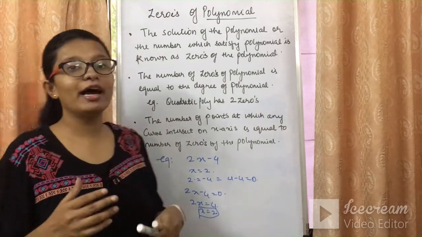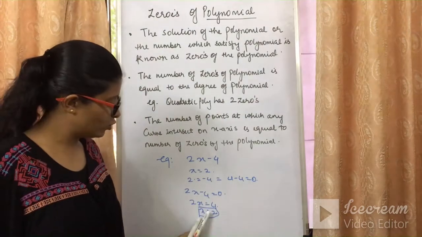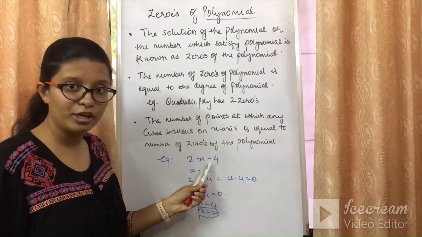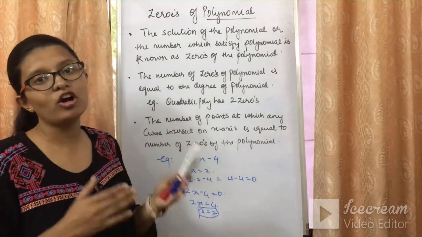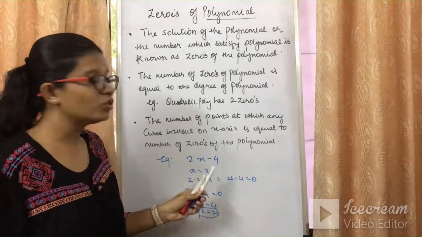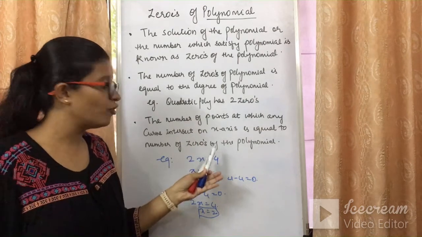Now how does that work? If the equation is linear, here we took a linear equation, how many roots came out? 1. So we have 1 zero for the linear polynomial. If the equation is quadratic, we have already learned that a quadratic equation gives how many roots? 2 roots. 2 roots means 2 zeros as well. Those 2 zeros will be the zeros for the given polynomial.